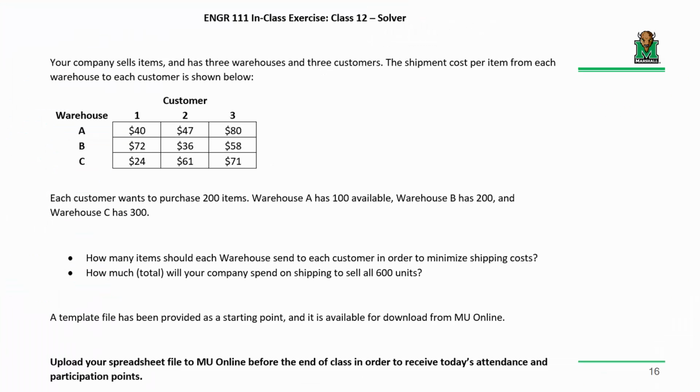So let me hand this out to you, and if you haven't been able to get the previous one successful, don't move on to this one yet. We'll try and figure out what the issue might be on the previous example. But this one that I'm handing you now is what you should upload at the end of class to get the attendance and participation credit for today.